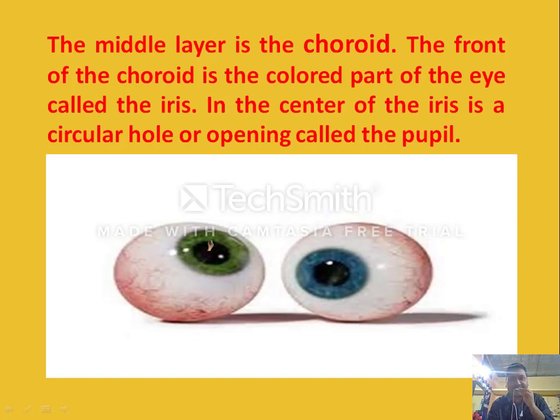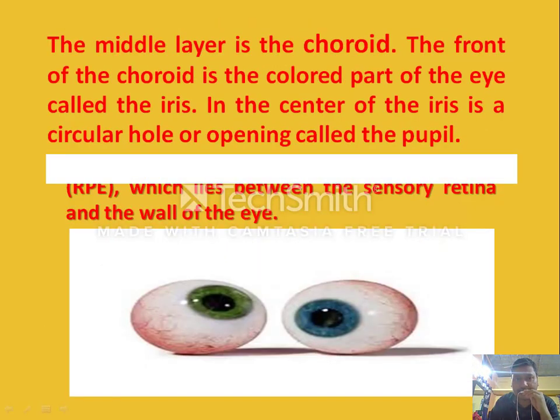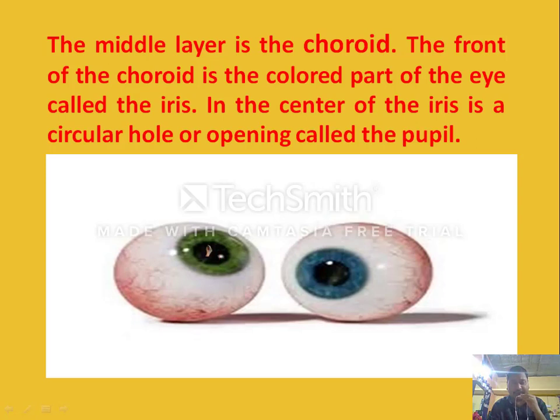In the center of the iris is a circular hole or opening called the pupil. You will find a black part on the iris. This black part is nothing but your opening to the eye. So this is called the pupil.